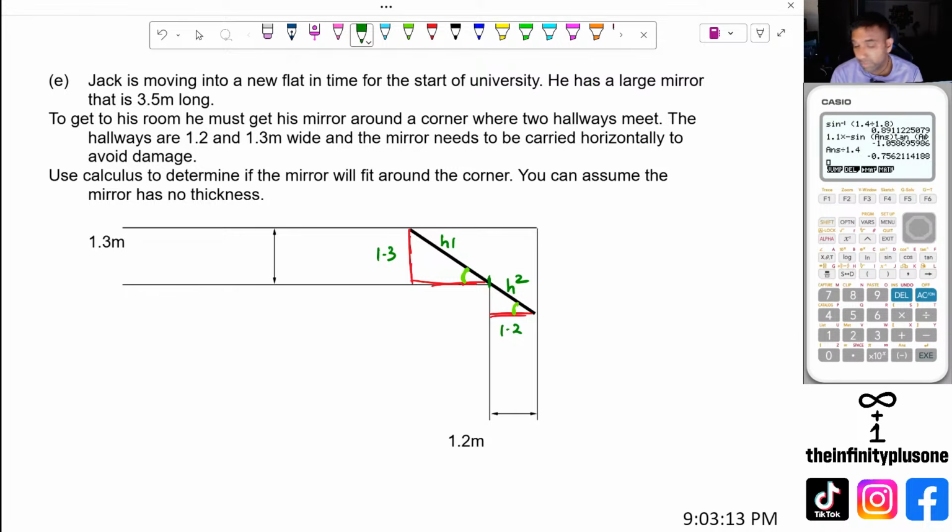The 3.5 is the mirror size. But what we're trying to figure out is the biggest distance H1 and H2 can be, to see if the mirror is going to fit or not. I don't think it's about coming up in the mid-exam. I think that's part of the reason why we do these questions now, so you can see different varieties of things that we could do. It's asking for the biggest distance, so H1 and H2, there's got to be a maximum.